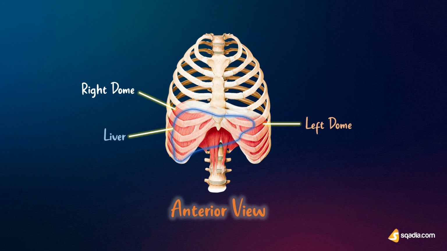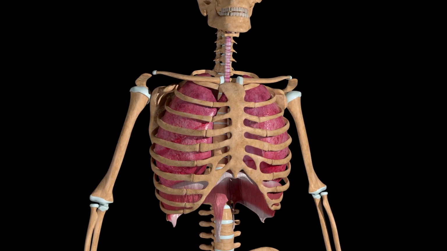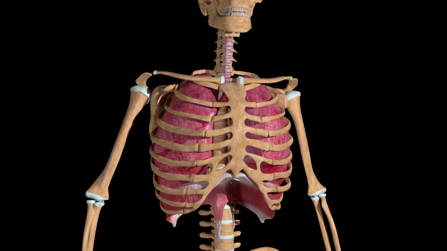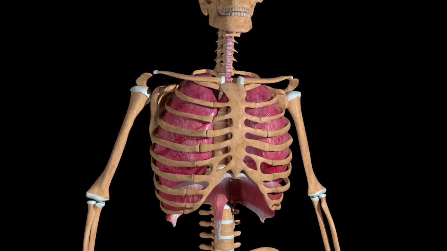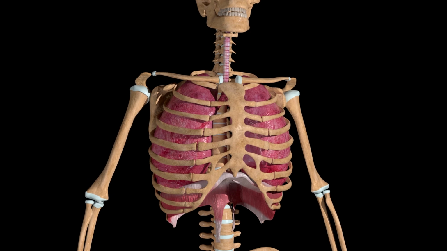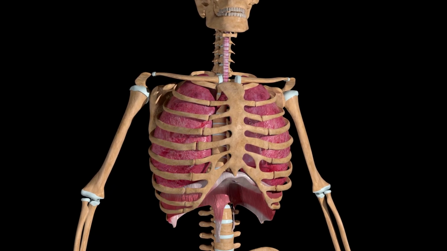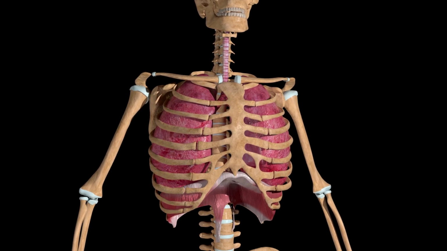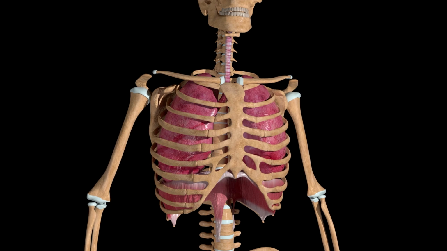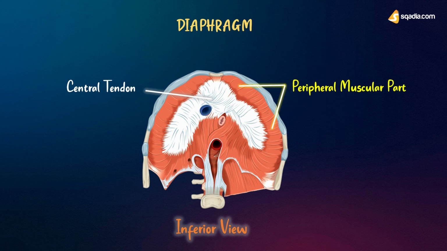Now, the diaphragm is the primary muscle of respiration. During inspiration, it contracts, expanding the thoracic cavity, thus increasing the thoracic volume and decreasing the intrathoracic pressure, which in turn causes the air to rush in. On the flip side, the opposite happens during expiration, when the diaphragm relaxes. Well, the diaphragm consists of a central tendon and a peripheral muscular part.